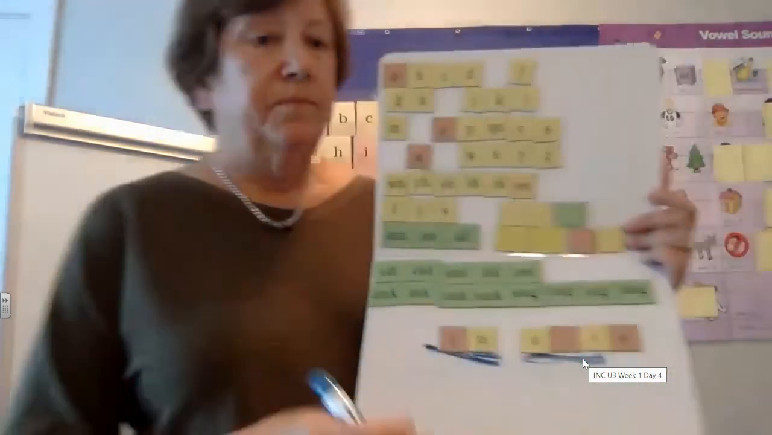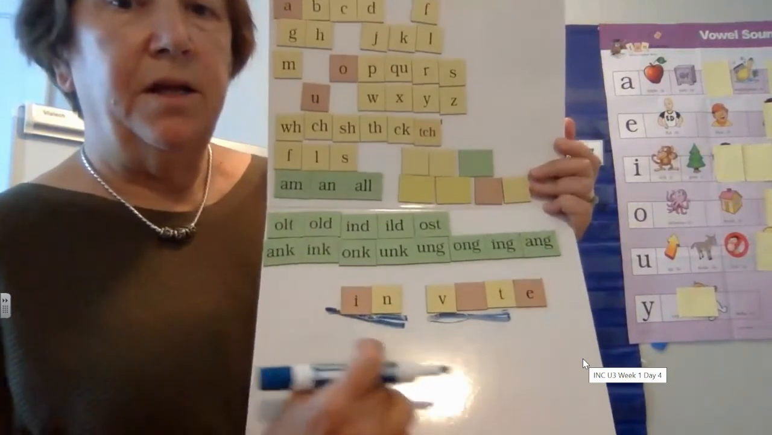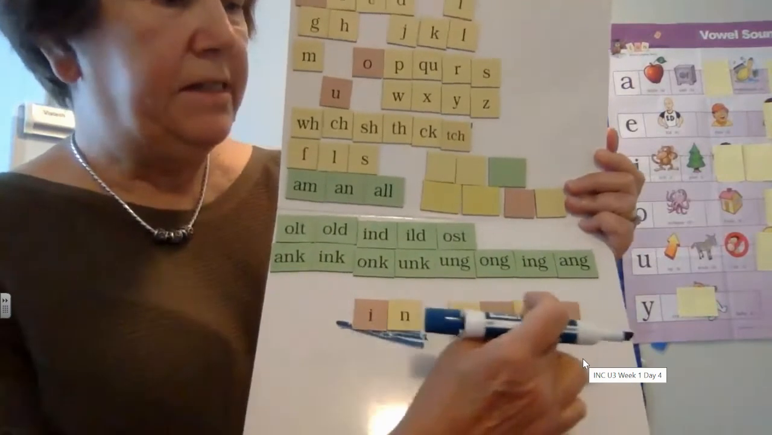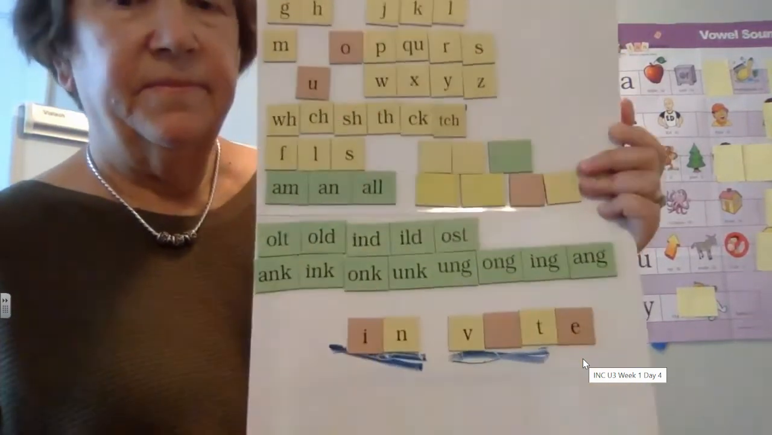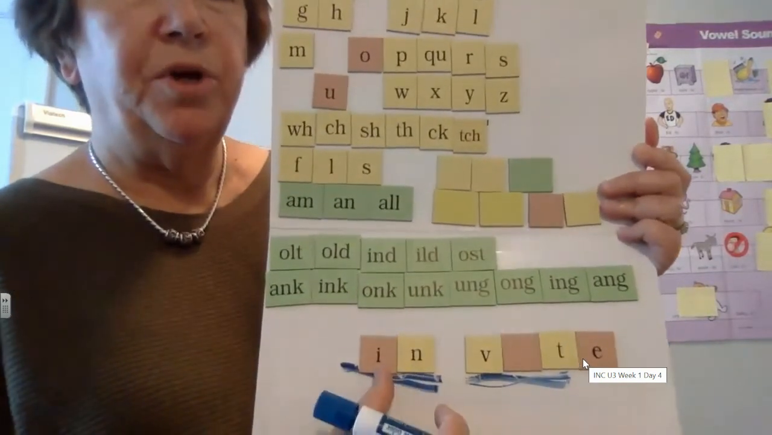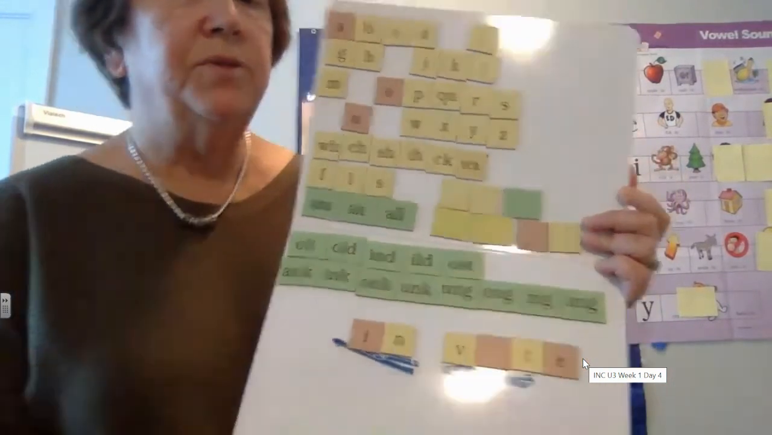Invite. Invite. Scoop under and say it. Invite. I-N-V-I-T-E. Okay. Again, I don't have an extra I, I used one over here, so you can use a blank of the right color for vowels on there.